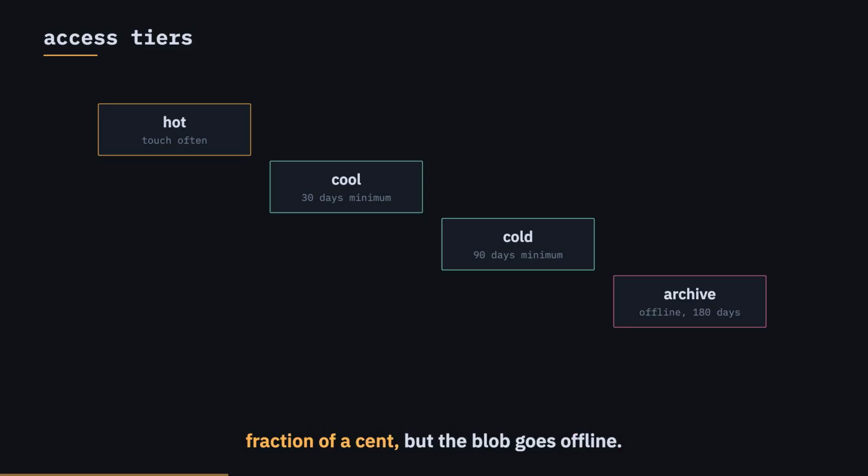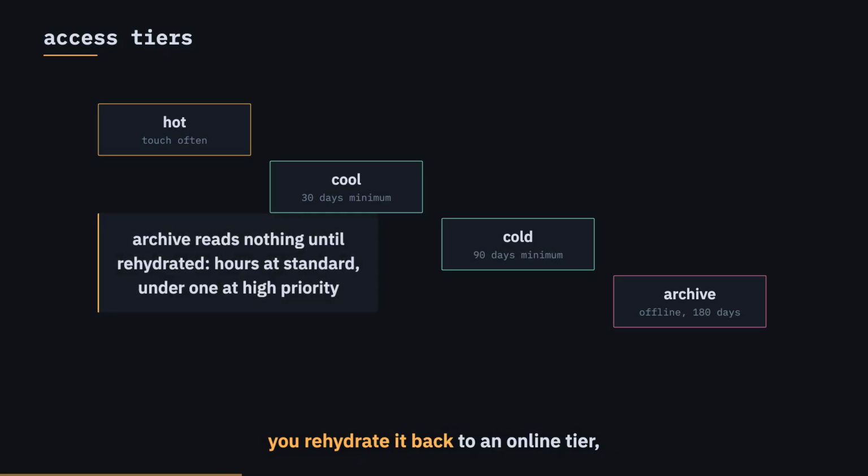Storage for a fraction of a cent, but the blob goes offline. You cannot read an archived blob at all until you rehydrate it back to an online tier, and rehydration is slow, up to 15 hours at standard priority for blobs under 10 gigabytes. Paying for high priority can shrink that to under an hour for the same sizes.